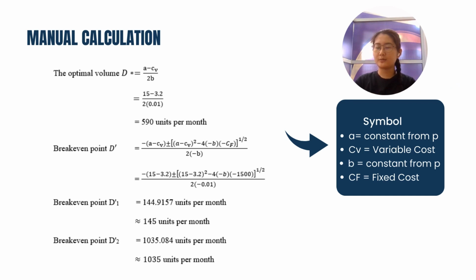Now, I'm going to explain about manual calculation in finding the optimal volume D and also the break-even points D prime 1 and D prime 2. There are several reasons why we should find the break-even point. Understanding the break-even point is crucial for risk assessment. If a business cannot sell enough units to cover its fixed and variable costs, it may face financial difficulties.